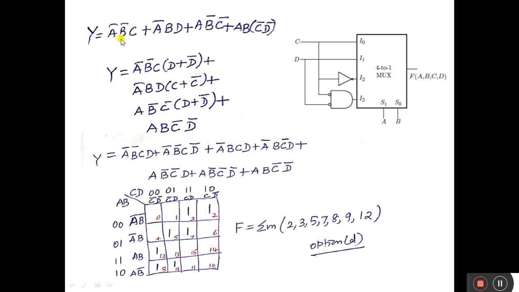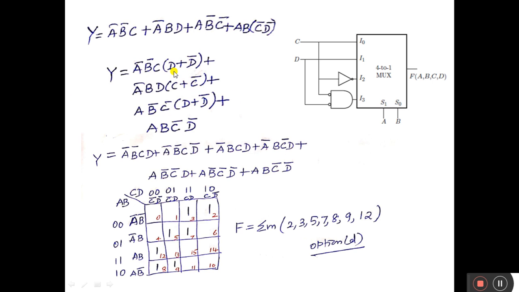So here 4 variables are there, A B C D, but in this expression D is missing. Here C, here D, here completely the same data. So I can assume here 1 is present, and here 1 is present, and here 1 is there. The 1 we can write as D plus D bar. Here also the 1 I can write as C plus C bar. Here I can write it as D plus D bar. This expression stays as it is.